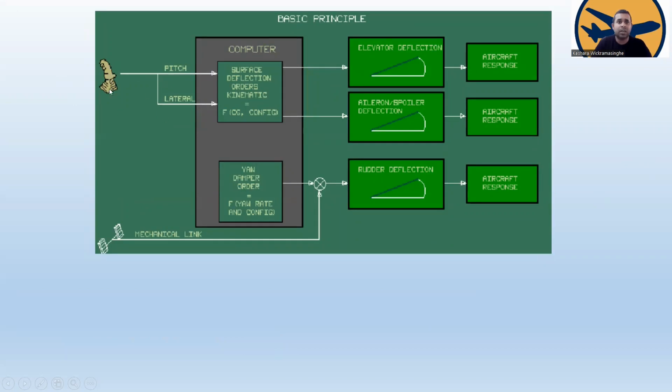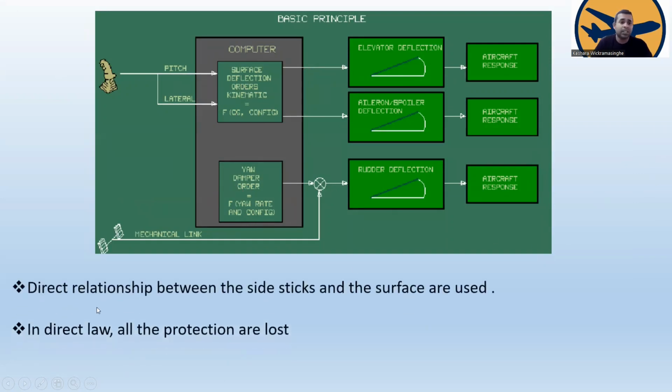In direct law, you can see the basic principle over there. The pitch order from the side stick goes to the computer, the surface deflection orders are kinematic, and then go to the elevator deflections or elevator and spoiler deflections, then to the aircraft response. The mechanical links go to the rudder deflections, and then to the aircraft response. Yaw damper orders are a function of yaw rate and configuration. The direct relationship between the side stick and the surface is used.